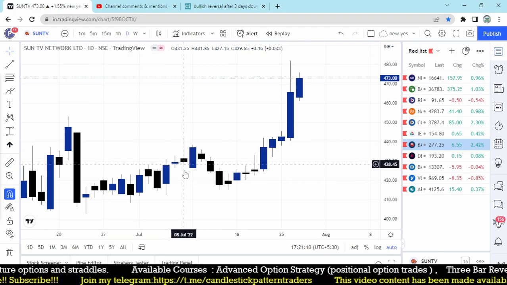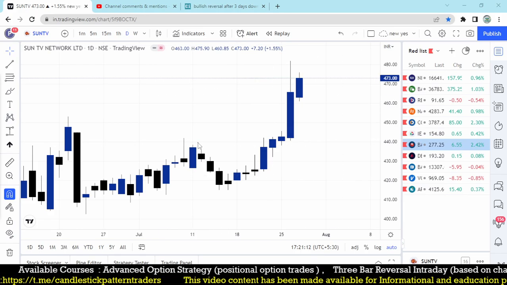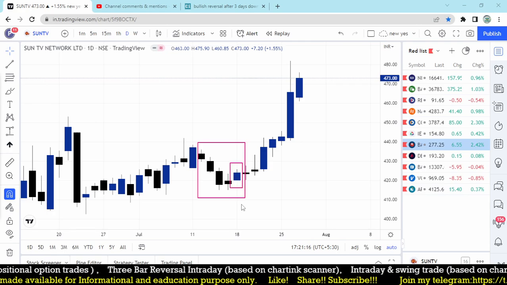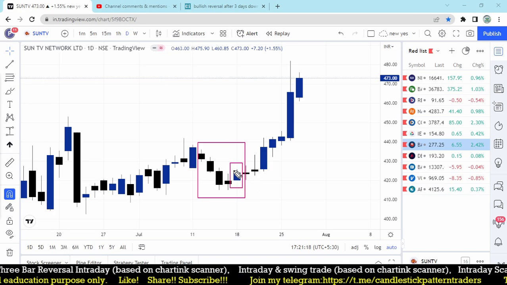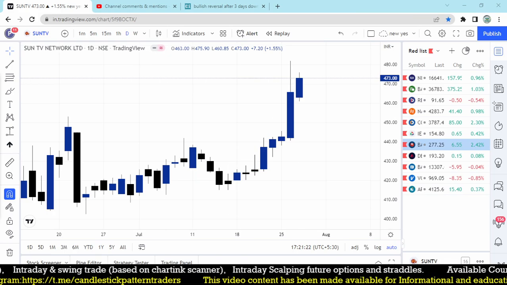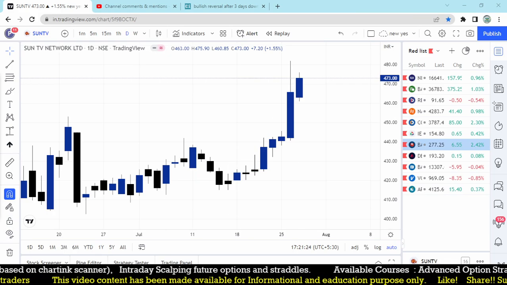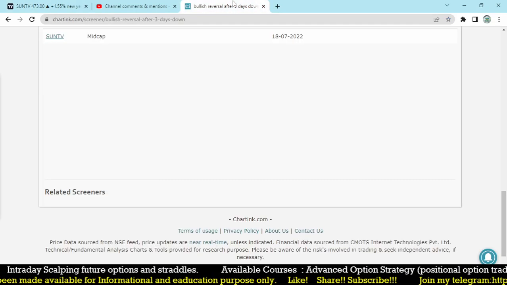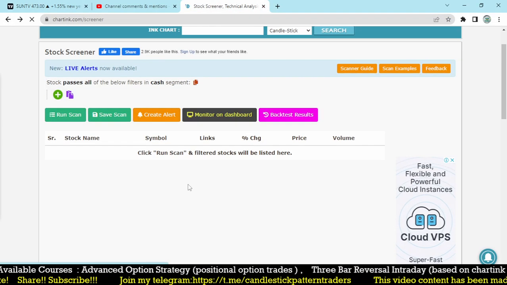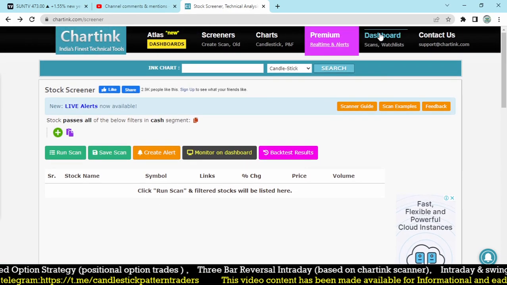Looks good. 4 consecutive down on the Sun TV, and the fifth day it was a bullish candle. So maybe the reversal is happening, and it kept on moving down. So instead of tracking 20, 30 stocks in intraday, it may not be good. But if you are using any other filters, that will give you, oh my god.